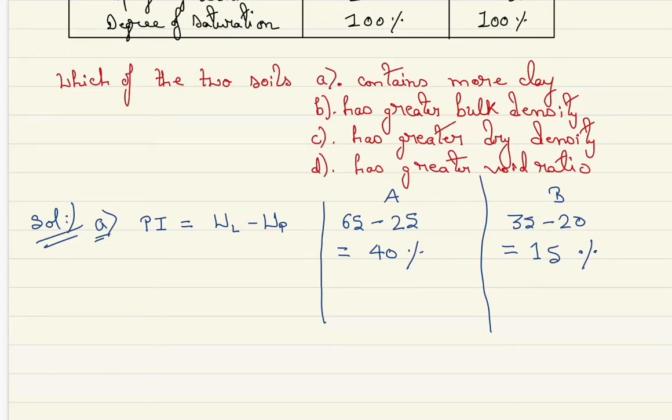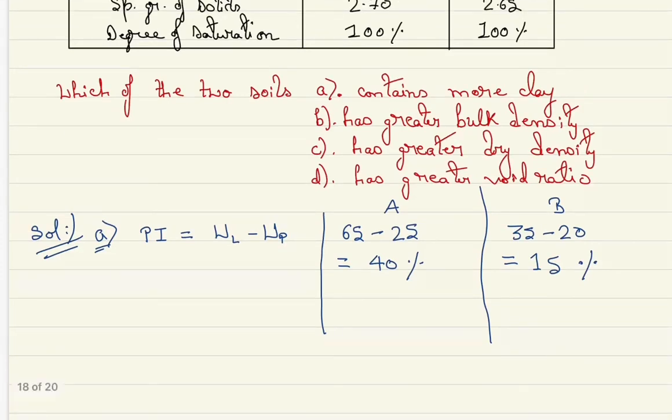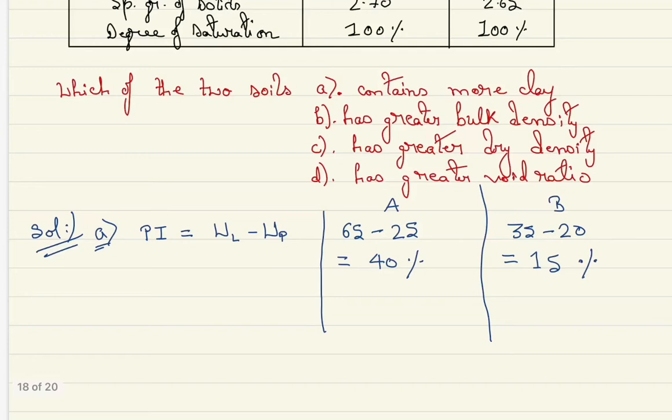Why have we found PI, plasticity index here? Plasticity index indicates clay, how much clay a soil contains, that is indicated by the plasticity index, and hence we have gone for plasticity index. Now the next question is which has greater bulk density, which has greater dry density and which has greater void ratio? Let us first try to find void ratio.